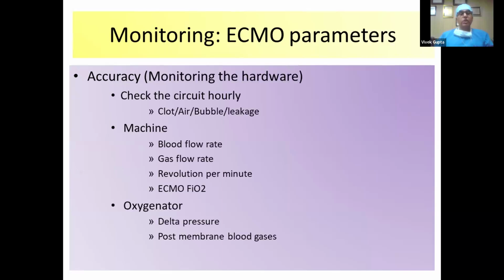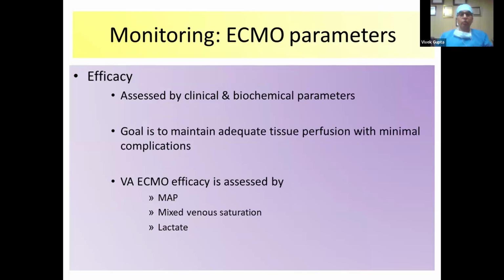Monitoring ECMO parameters, we should monitor the accuracy by checking the circuit hourly, checking the machine for the blood flow rate, sweep gas flow rate, and how many revolutions. And we look at the oxygenator for the delta pressure and post-membrane blood gases to ensure that the oxygenator is functioning well.